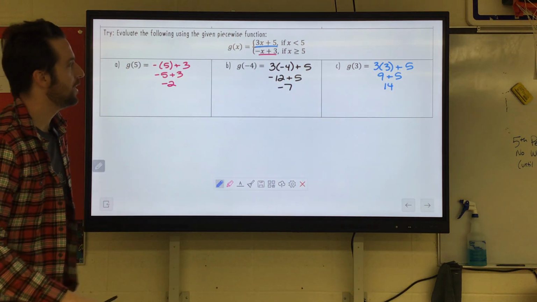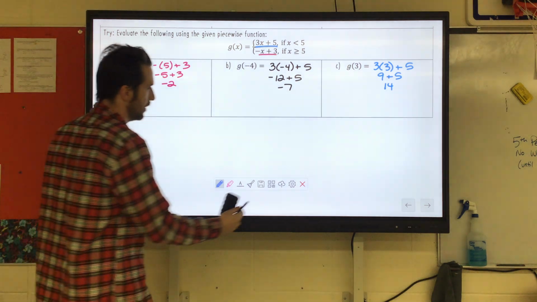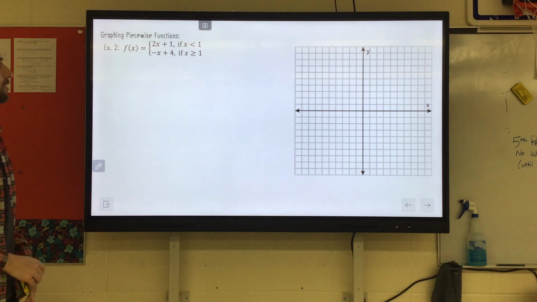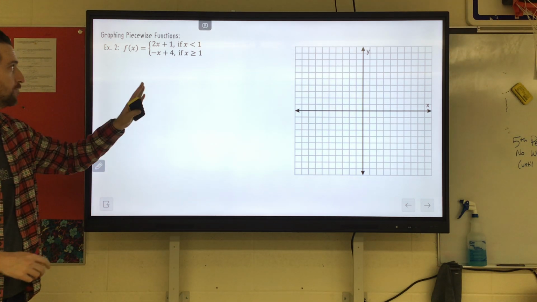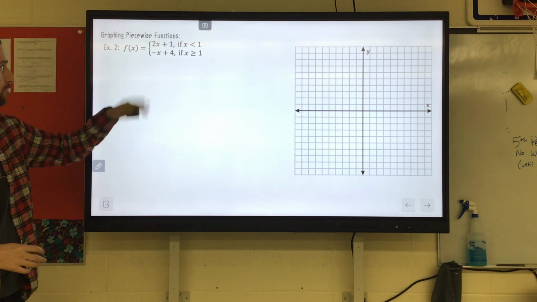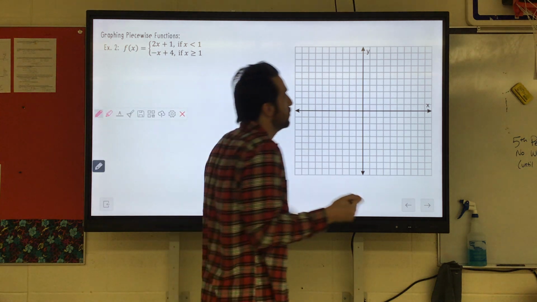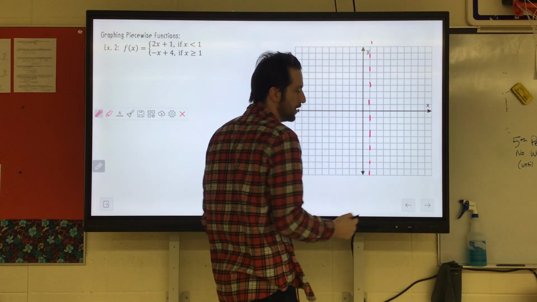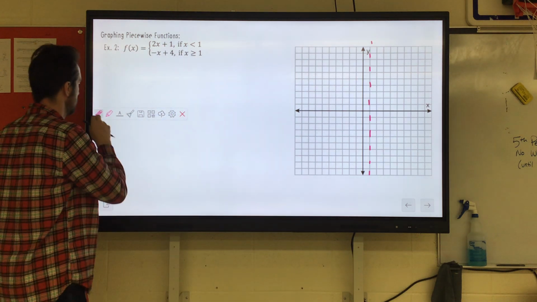Cool. Now we're going to graph them, and we're having fun. Cool. So we have a dividing line at 1. When x is less than 1, we're graphing one equation. When it's greater than or equal to 1, we're graphing another. So I like to put an invisible vertical line where there's going to be a break in the graph. You don't need to do that if you don't want to.